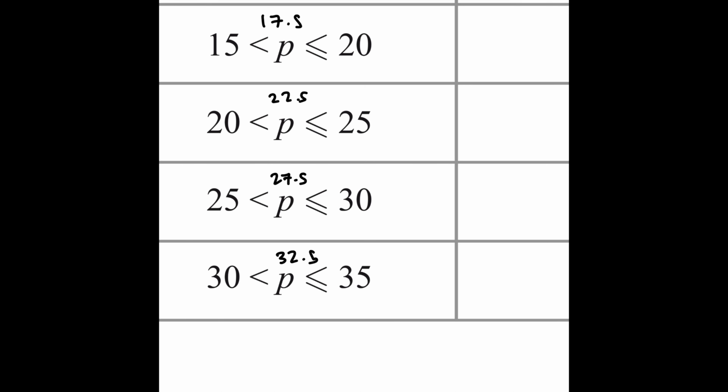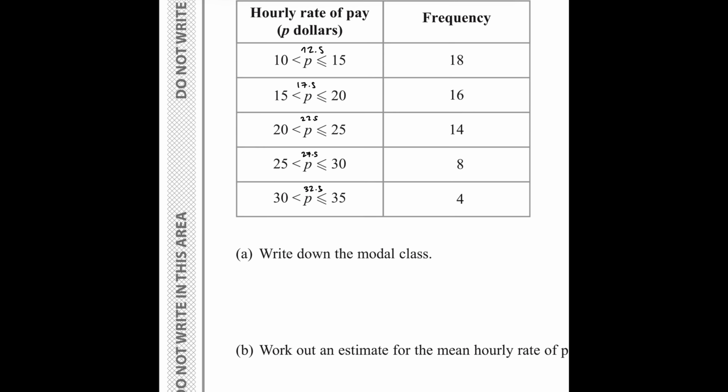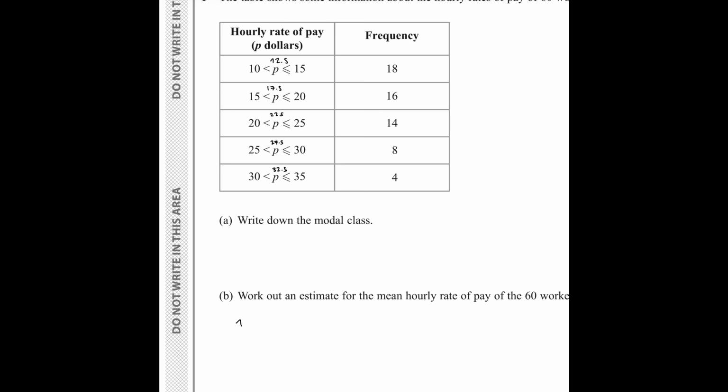Nice. Now that you have all of these values, you're going to multiply them by their frequencies. So 12.5 times 18 is going to be 225. Now next, 17.5 times 16 is going to be equals to 280. Okay, 22.5 times by 14.